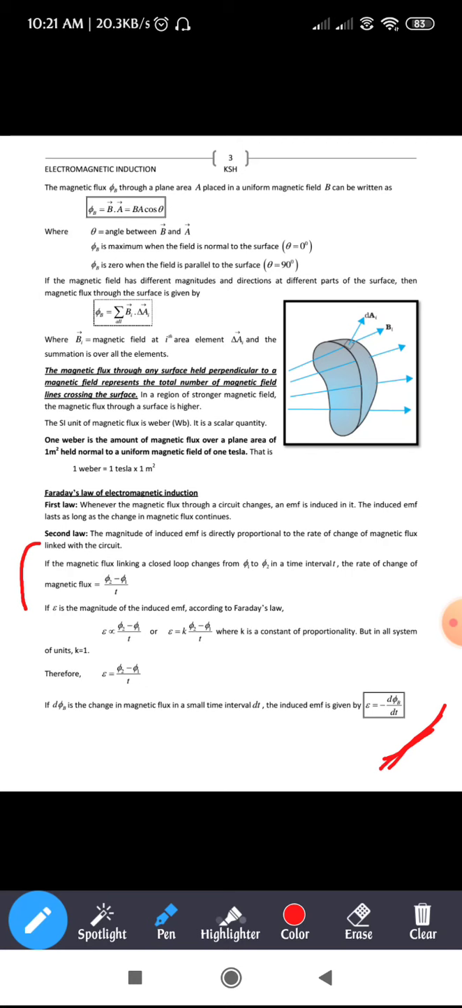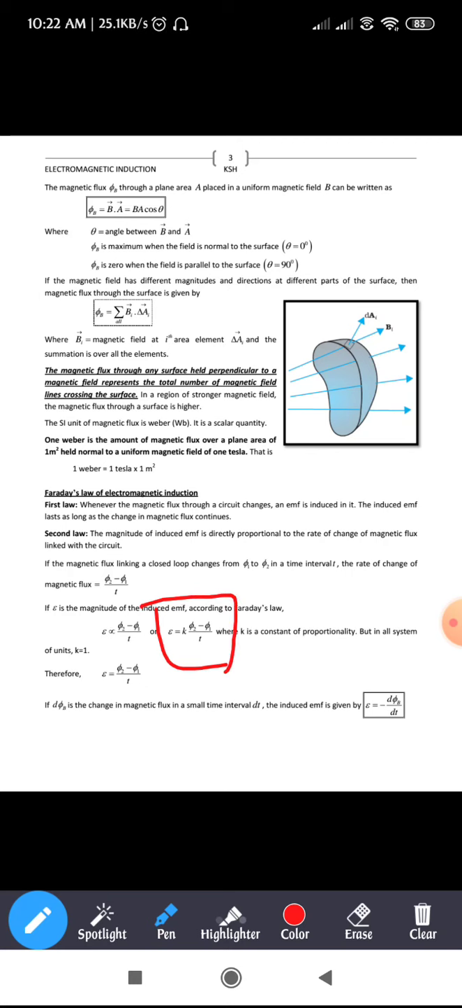If E is the magnitude of the induced EMF, according to Faraday's law, E is directly proportional to phi2 minus phi1 divided by t or dt. As we have studied, according to the second law, the magnitude of EMF is directly proportional to the change of magnetic flux. E is the induced EMF and phi2 minus phi1 divided by time is the rate of change of flux, so this is proportional. We are going to add a constant in the next step.